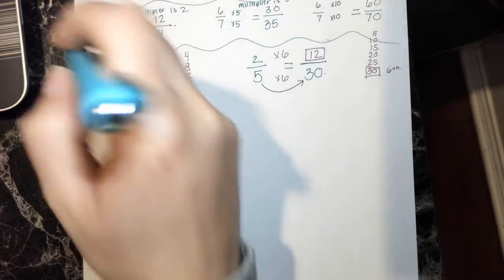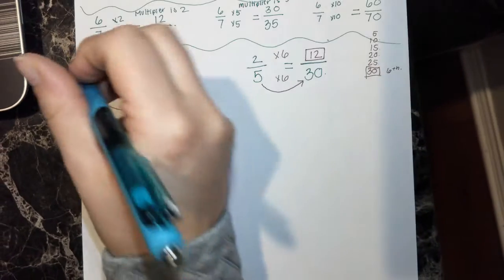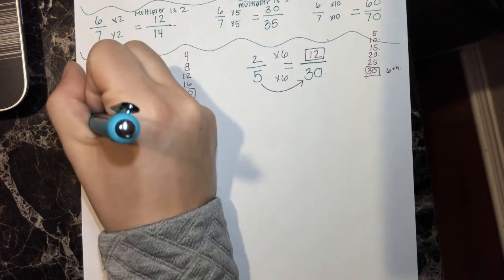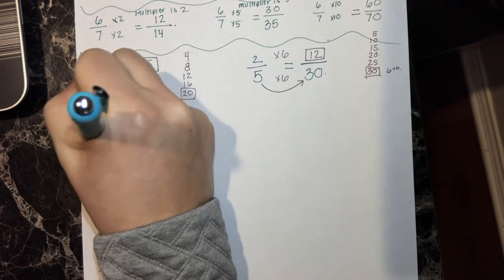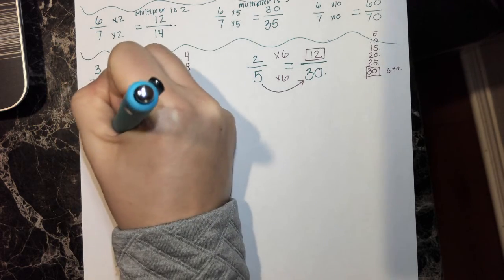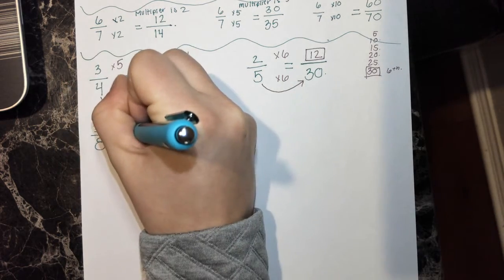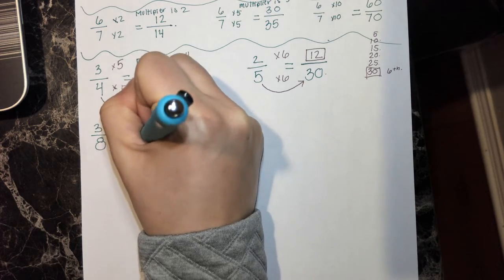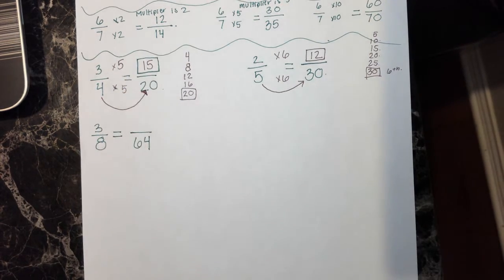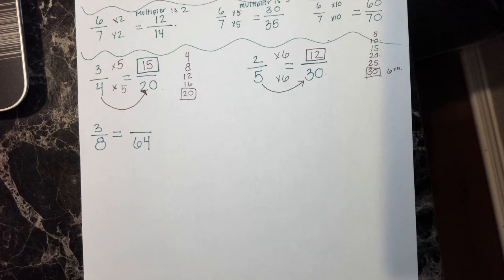Okay, let's do another one. Let's say that I am working with 8s. 3/8 is how many 64ths? So now I'm getting pretty big. This is a basic multiplication fact, common multiple here.